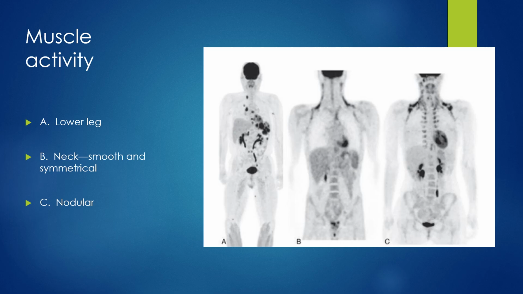Now, these are all just normal variations of muscle activity. In A, you'll see it in the lower legs. B, you'll see it more in the neck and smooth muscle, but it is symmetrical in both. And then C is more nodular. C almost mimics the way that brown fat looks, but this was muscle uptake.